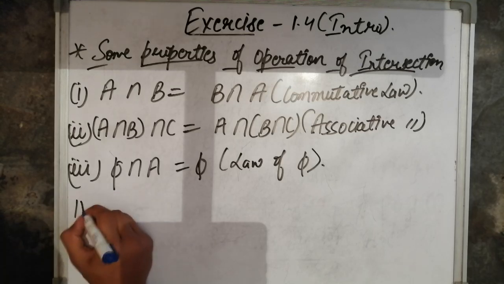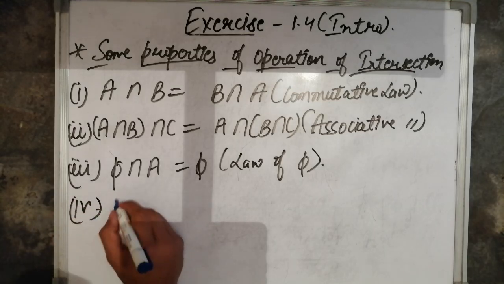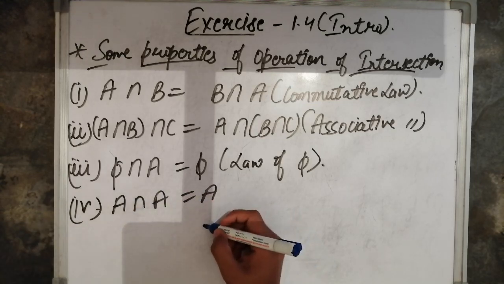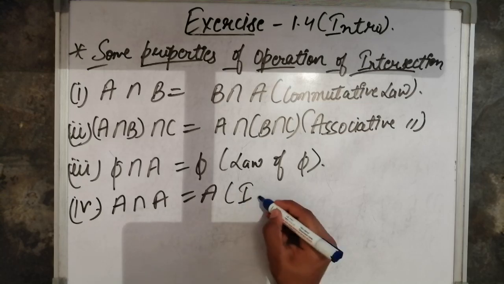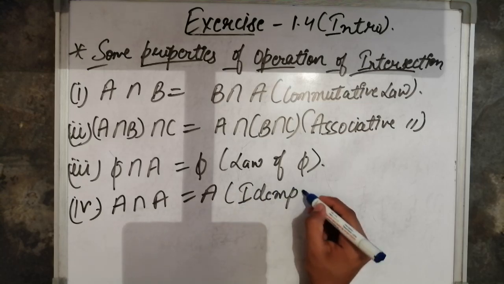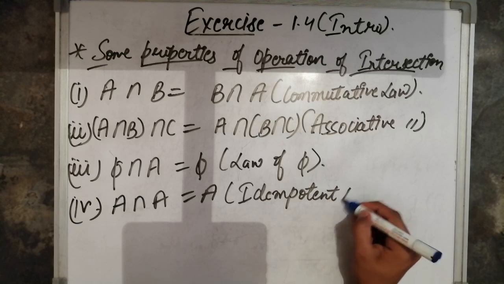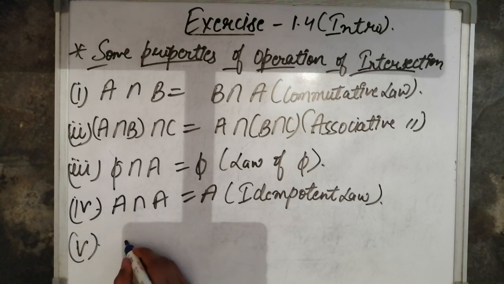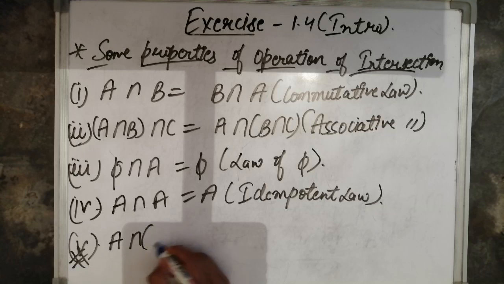Okay. Now moving to the fourth property, we have A intersection A is equal to A. This is the idempotent law. Moving to the fifth and last property, we have A intersection. I'm marking this because this is one of the most important identities, and many questions are asked in the board exam from this identity.